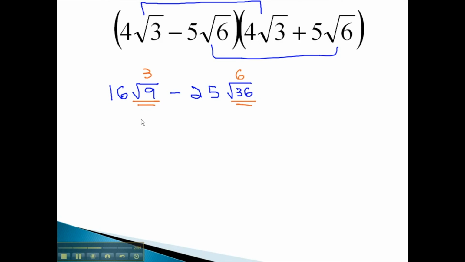Multiplying what's left then, 16 times 3 is 48, minus 25 times 6 is 150. We can subtract those to get negative 102. Again, notice that when we multiplied these conjugates together, we ended up with an answer that had no radicals in the expression.